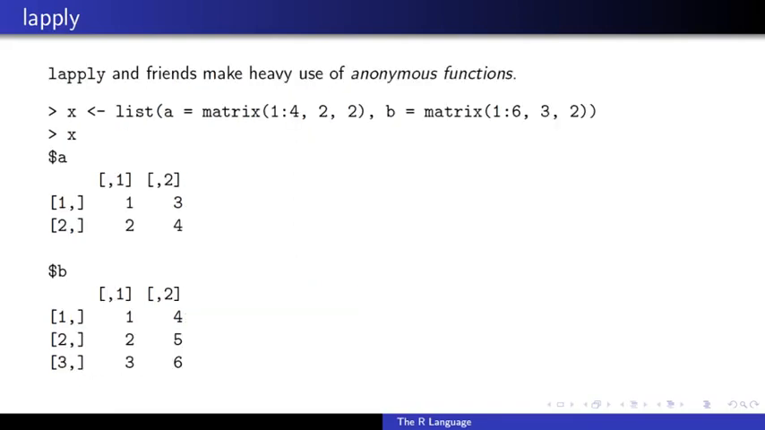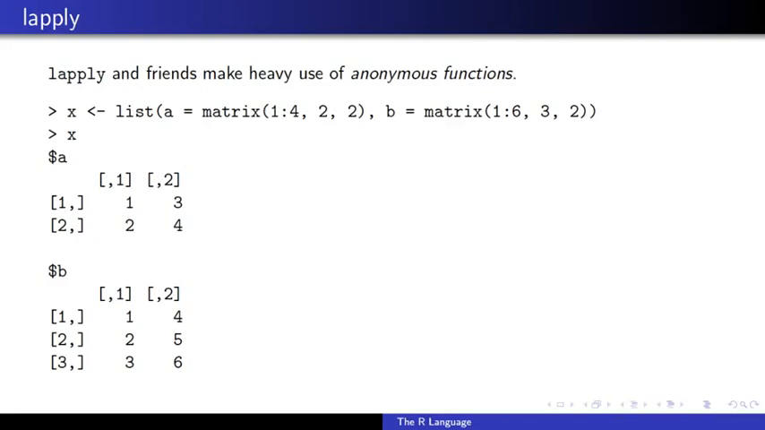So lapply and the associated functions make heavy use of what are called anonymous functions. Anonymous functions are functions that don't have names, so you don't assign them a name of some sort, but you can kind of generate them on the fly. So here's just a quick example.